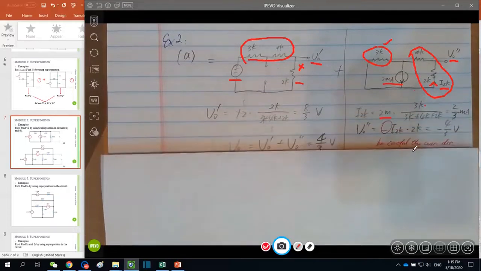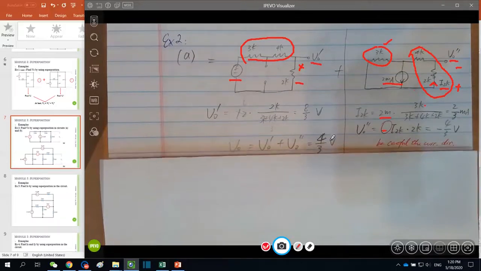Like I said here, be very careful with the current direction. We know the current through 2K is upward, so introducing a voltage with this polarity, which is exactly opposite to the V naught double prime, we give a negative sign in front. So negative 4/3 volt is V naught double prime. Total V naught is equal to the sum of the two.